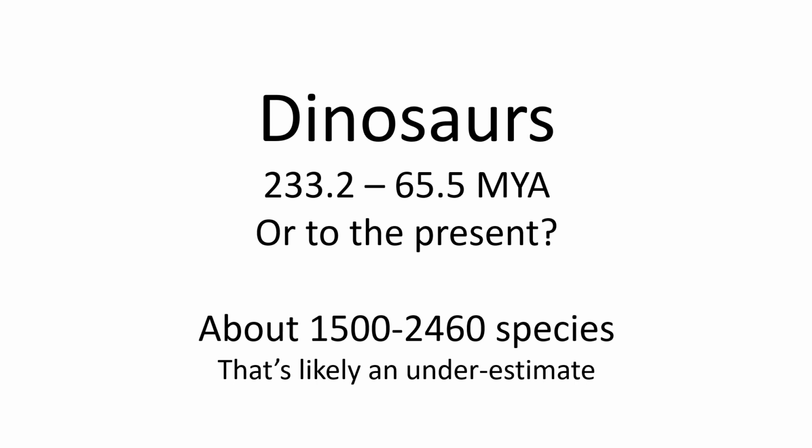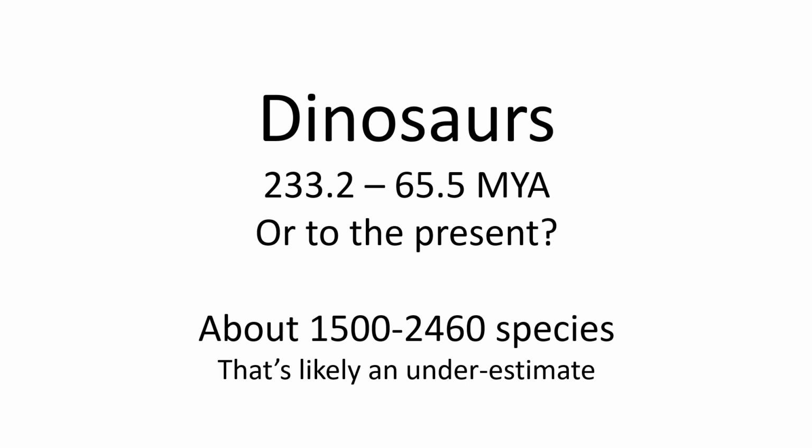All right, let's talk about the dinosaurs. The first dinosaur showed up in the early Triassic around 233 million years ago. And of course, we all know that dinosaurs went extinct 65.5 million years ago, or to the present, considering the birds, right? We have described between 1,500 and 2,400 species of dinosaurs. Of course, that's a likely underestimate.